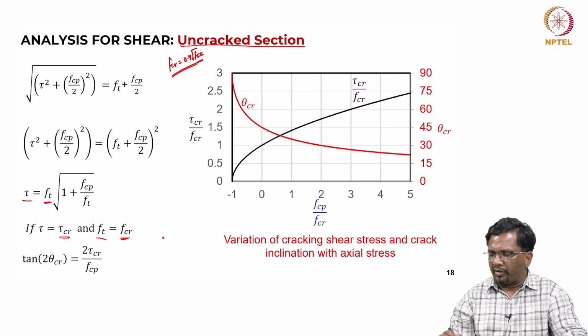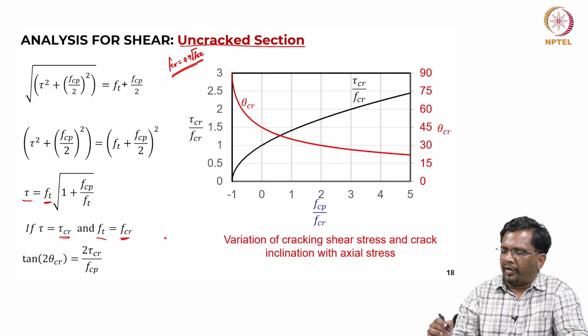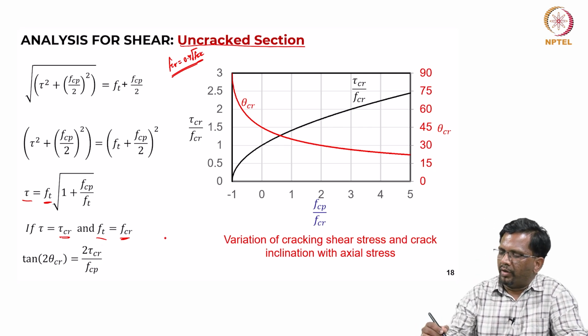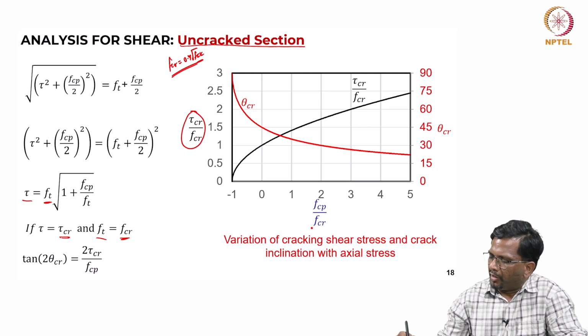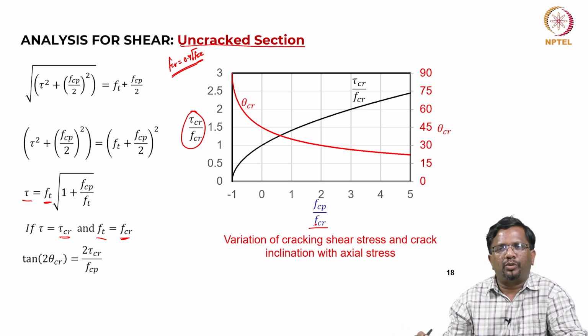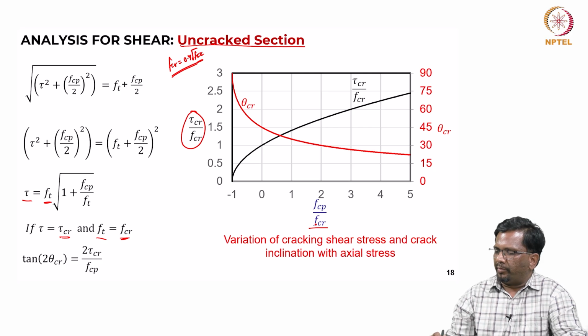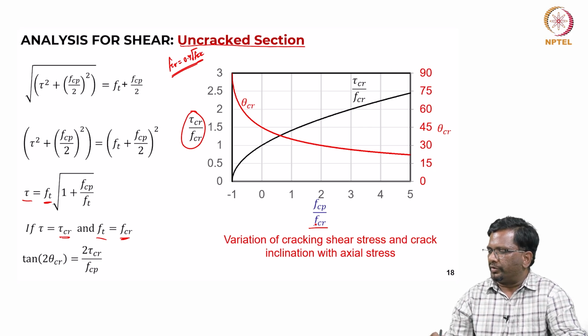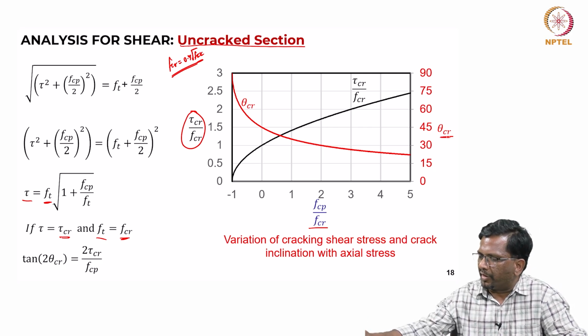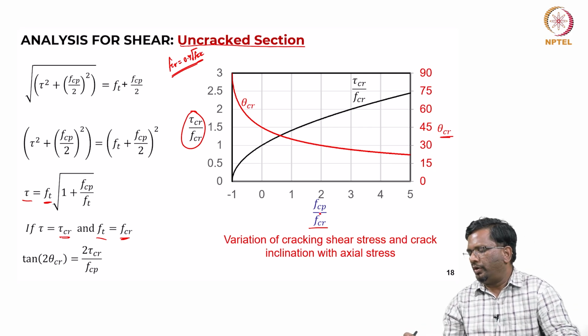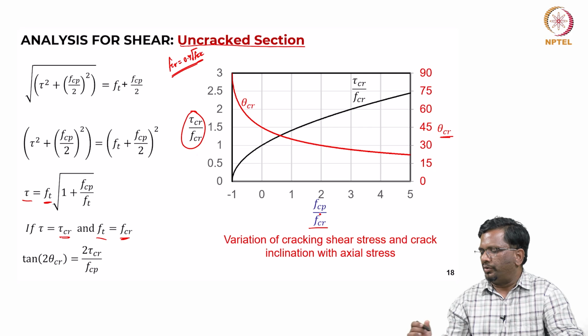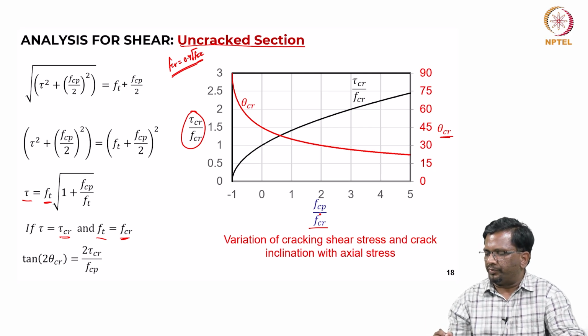So, if you plot these variations, I plot tau Cr to FCR on the y-axis, and similarly the amount of pre-stress to modulus of rupture FCR. There are two things that I am plotting. So, in the secondary axis I am also plotting the crack angle. Now, first let us look at only the tau Cr by FCR ratio to FCP by FCR ratio, right.